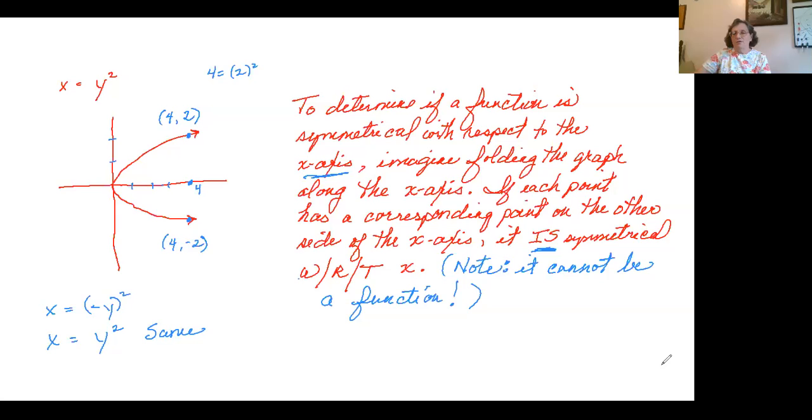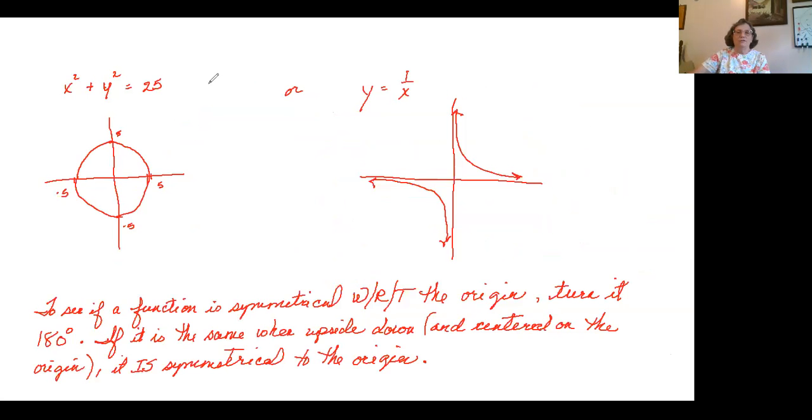There's a third symmetry we need to talk about, and that is symmetrical to the origin. If a function is symmetrical with respect to the origin, what you want to do is turn the graph 180 degrees. If you look at it upside down and it is still the same graph, then you can tell from the graph that it is symmetrical to the origin.